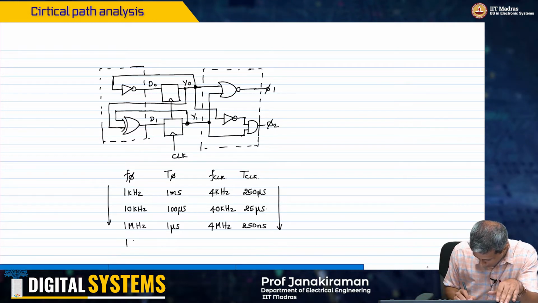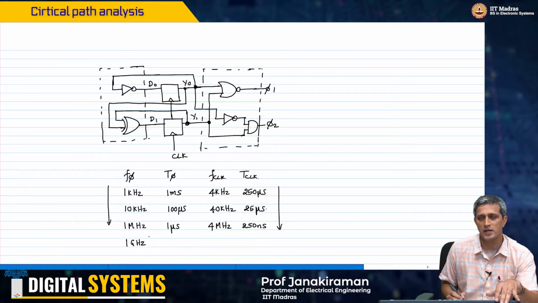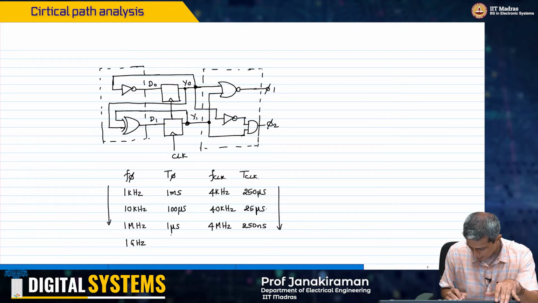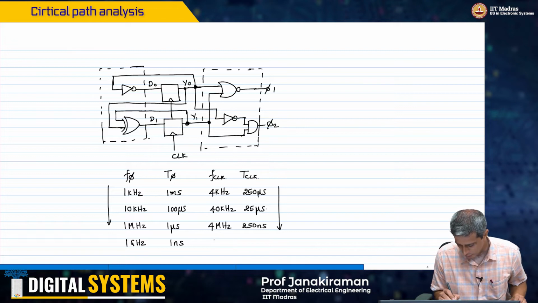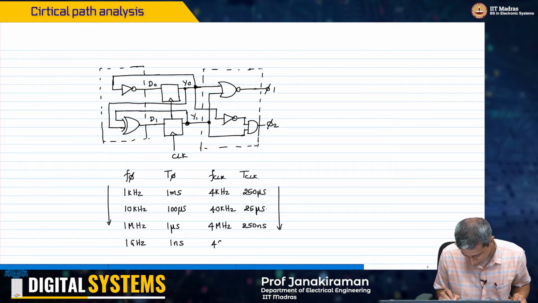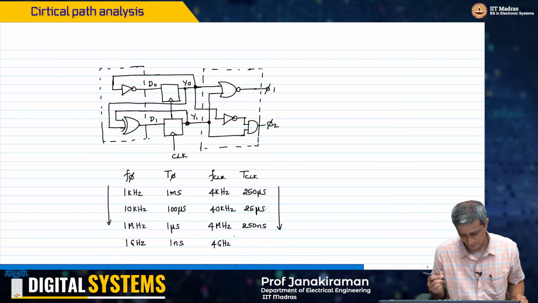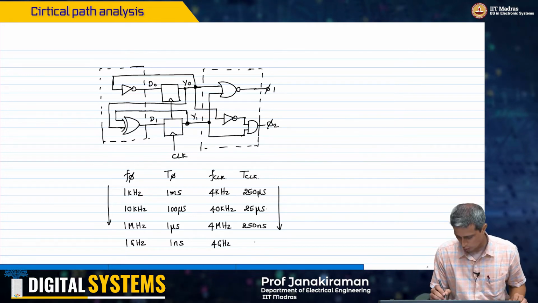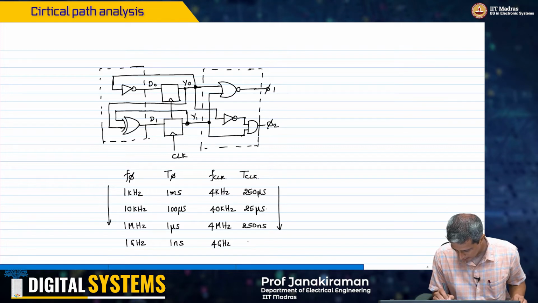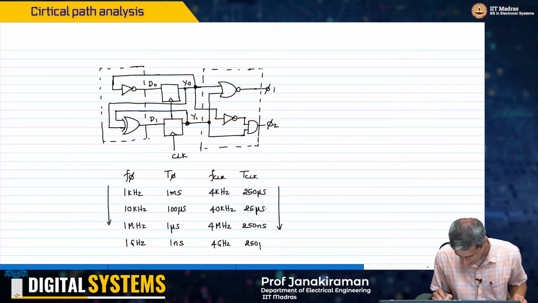At the same time, now if I go to 1 gigahertz, 1 gigahertz is 10 power 9. So therefore this is going to be 1 nanosecond. I am now talking of 1 nanosecond, which means this has to be 4 gigahertz. And what does a clock of 4 gigahertz correspond to? It is going to be 250 picoseconds.